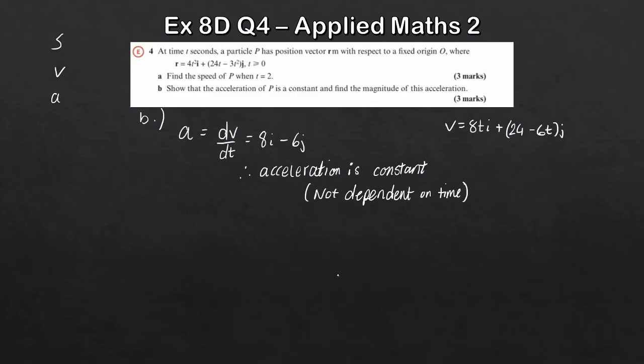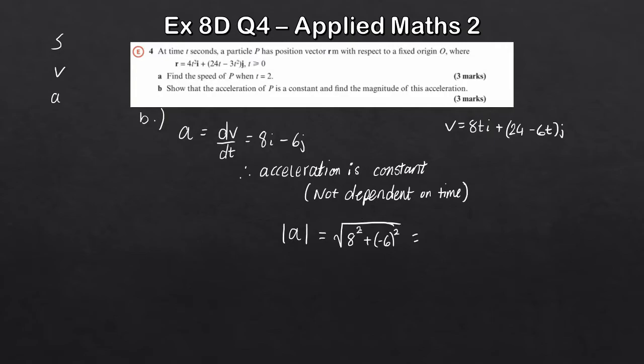So where do we go from here now? Well, we just want to work out the magnitude of this. Magnitude of the acceleration, remember that's just taking the square root of this squared plus this squared. So 8 squared plus minus 6 squared, or you could just write 6 squared here.